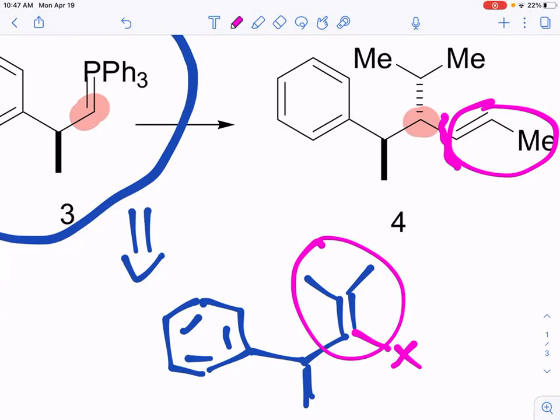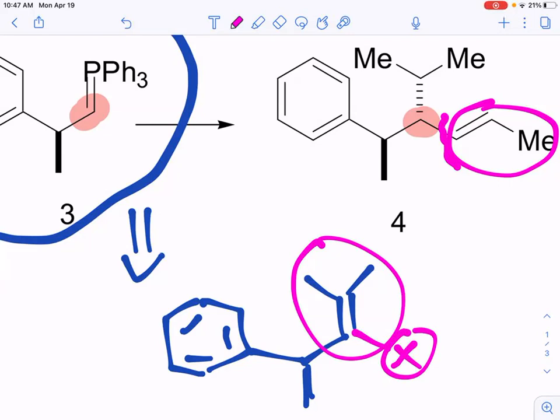But let me give you a pitfall. Let's say I have a method to add a triflate or bromine here, and then I couple in the other piece, and then I try to do a reduction, like a hydrogenation. What do you think is going to happen?